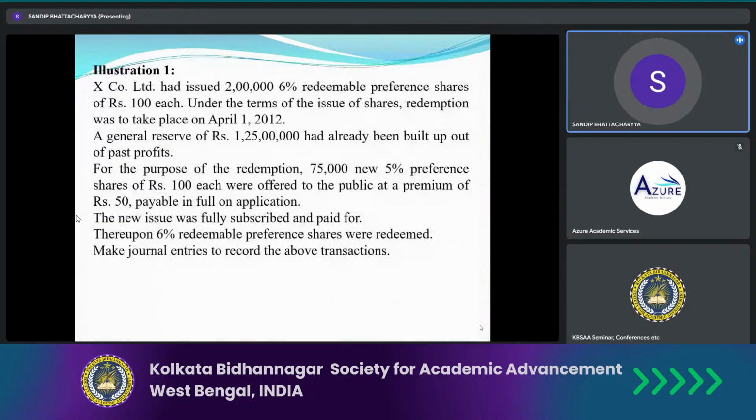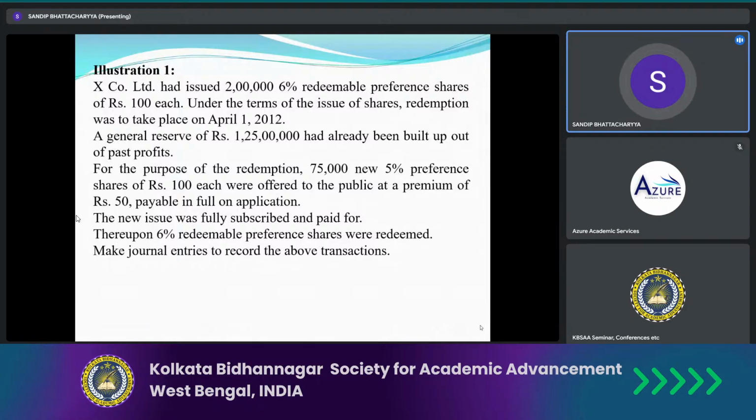Now, this is a very simple illustration. We will do a very simple illustration first, then we will move to the moderate one. So now, as you can see, X Company Limited had issued 2 lakh 6% redeemable preference shares. Now note this point: 2 lakh is the number of preference shares outstanding, and 6% is the coupon rate, that is the preference dividend. These are 6% redeemable preference shares of rupees 100 each. I repeat once again: X Limited issued 2 lakh 6% redeemable preference shares at rupees 100 each.